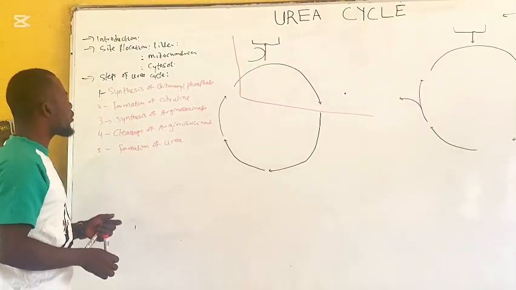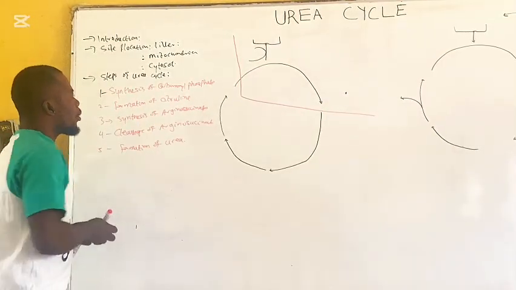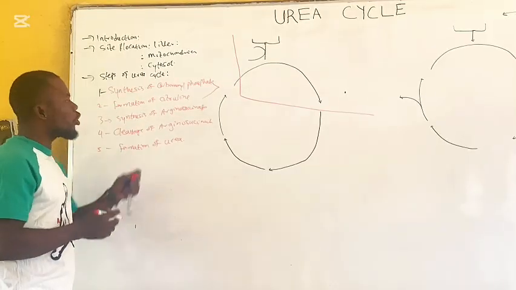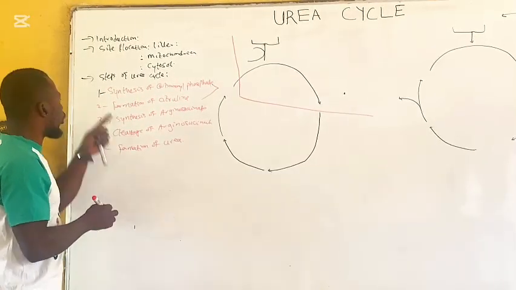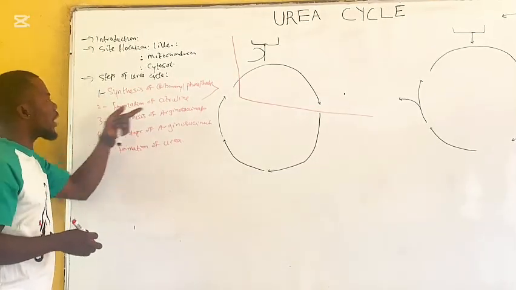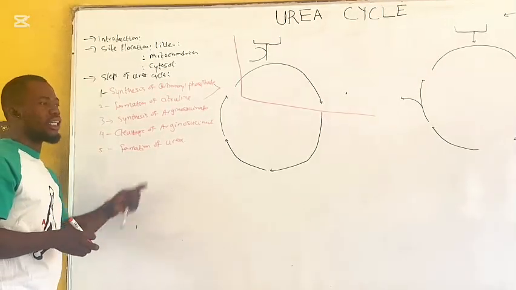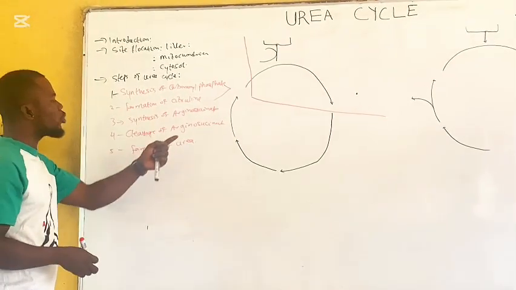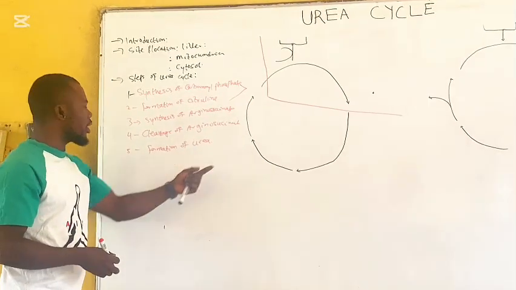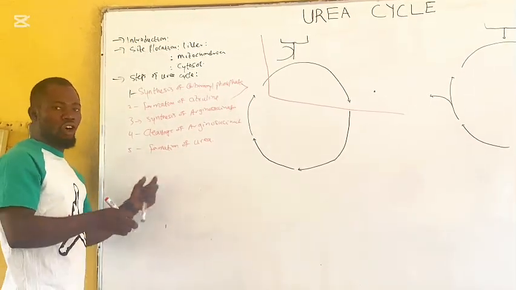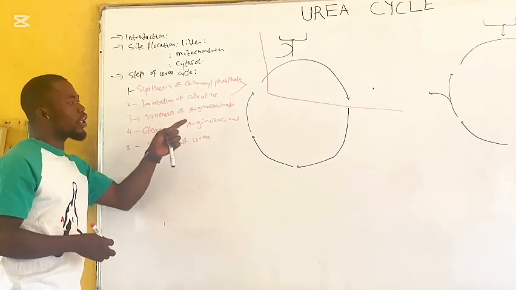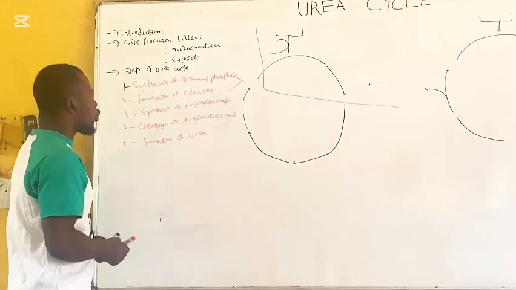Synthesis of carbamyl phosphate and formation of citrulline both occur in the mitochondria because the enzymes necessary for them are located in the mitochondria of the cell. Whereas the synthesis of arginosuccinate, cleavage of arginosuccinate and the formation of urea occur in the cytosol because the enzymes necessary for them are located in the cytosol.